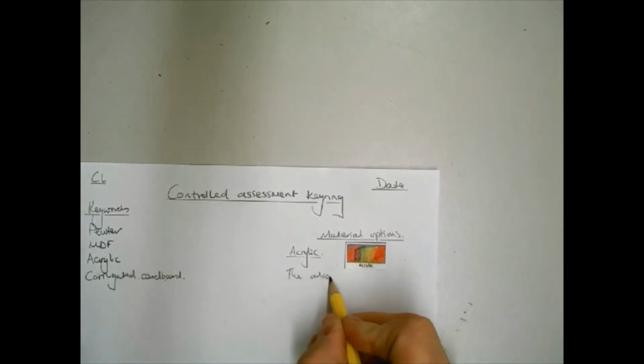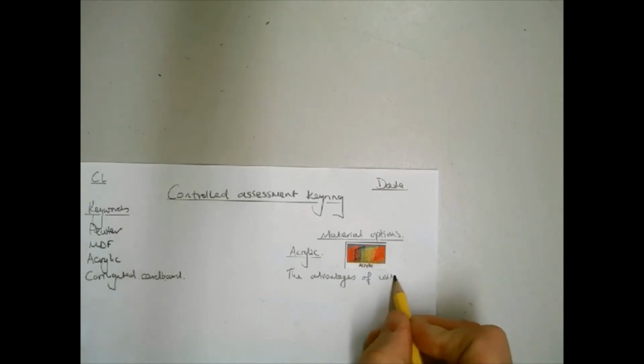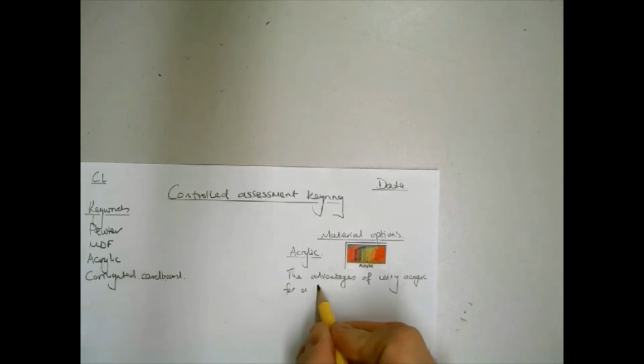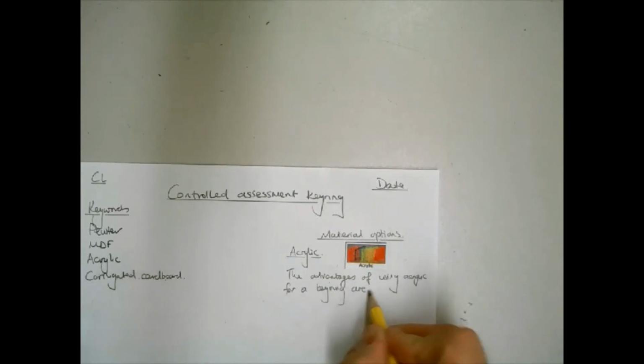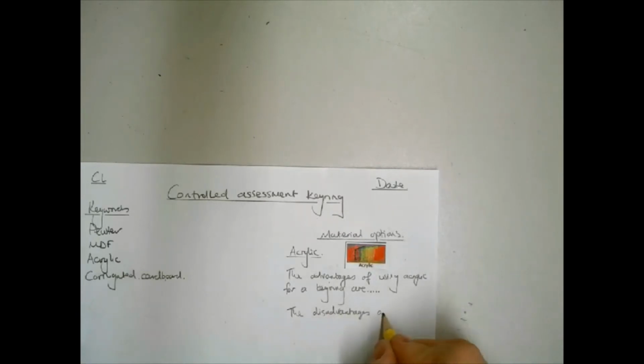For example, if I used acrylic for my design, then the advantages might be that it comes in a range of different colours, which means people can choose their favourite colour for the keyring design. You also need to consider the disadvantages. For example, it scratches easily, which means if the keyring's in your pocket with other keys, they could scratch it and it wouldn't look very good for long.